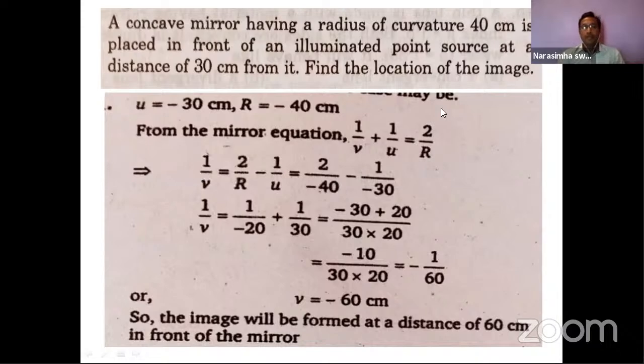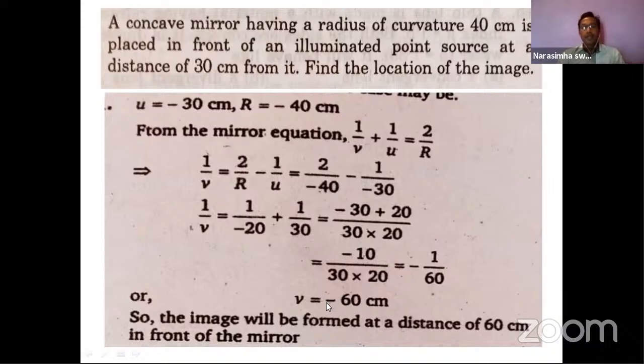1 by V is equal to 2 by R minus 1 by U. So 2 by minus 40 minus 1 by U, which is minus 30. So 1 by V is equal to minus 30 plus 20 by 600. Simplifying this, you are getting minus 1 by 60. So if minus 1 by 60 is equal to 1 by V, then V is equal to minus 60. So the image will be formed at a distance of 60 centimeters in front of the mirror.